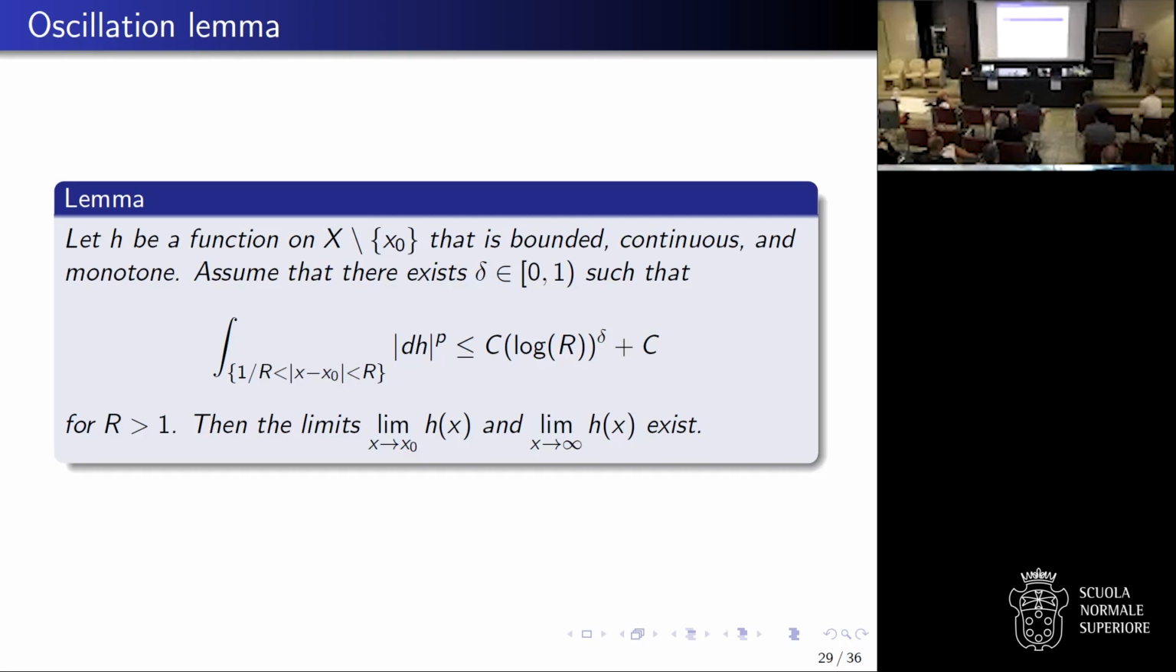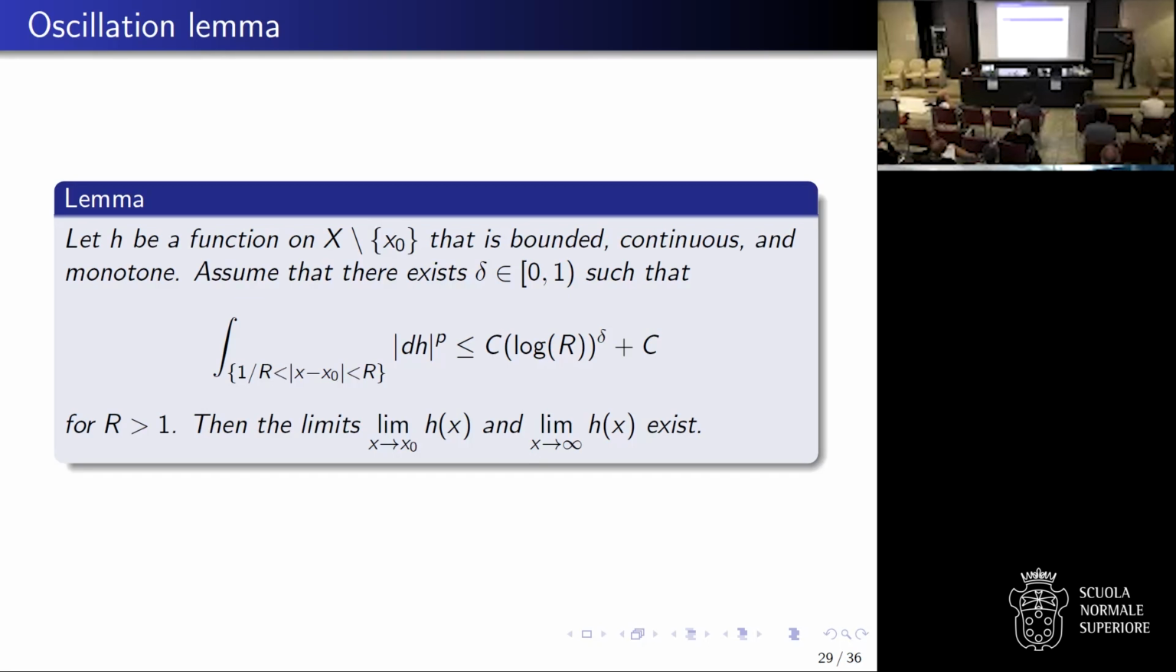Then you suppose your h doesn't have a limit. Let's say there's a curve to infinity along which the function tends to 1. There's another curve along which the function tends to 0. So how do we get a contradiction? So h of x, let's say, goes to 1 here, is greater equal 1, and here the h is less equal 1.